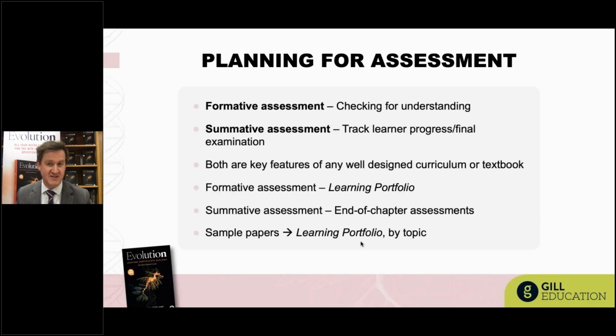Of course, we have to talk about formative assessment. So as teachers, checking our students' understanding. And as we mentioned already, that's built into our learning portfolio. So each of those tasks is directly linked to the end of every one of those sections. So it should be really easy for us to track and for us to check for student understanding, for the pupils and for ourselves as well. But in terms of summative assessment, we're looking at tracking learner progress, and of course the final examinations as well. And of course, both of those are good features of any well-designed textbook.